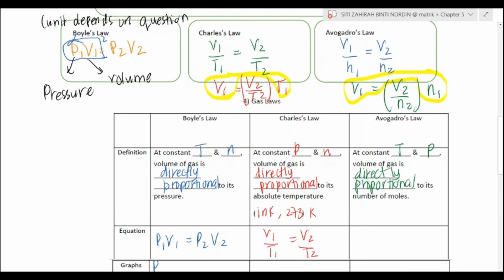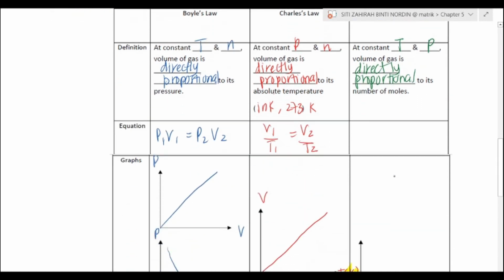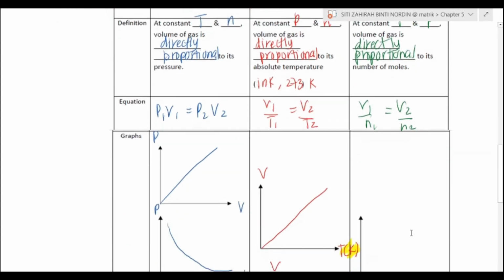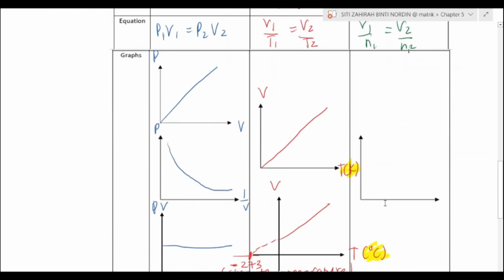proportional to its number of moles. So just copy down your Avogadro's law. V1 over N1 equal to V2 over N2. Avogadro's only has one graph, which is V over N, which has a directly proportional relationship.